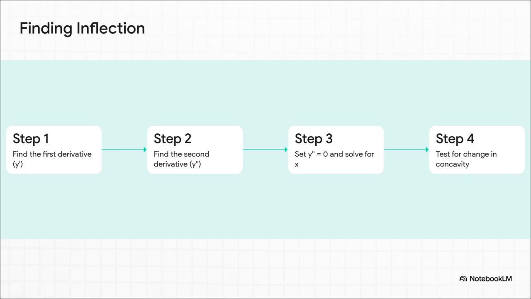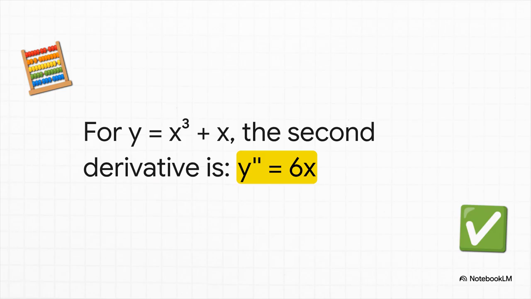First, find the first derivative. Then, find the second derivative. Next, set that second derivative to 0 and solve for x. And finally, the most important step, you have to test for a change in concavity around that x value. So for our function, y equals x cubed plus x, once we take the derivative twice, we find that the second derivative simplifies down really nicely to just 6x.